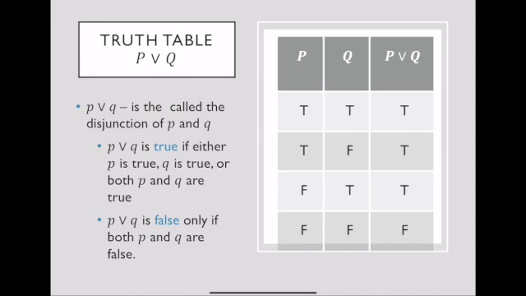This is the truth table for P or Q, right? This is called the disjunction. It's true if either P is true, Q is true, or they both are true, okay? I just need one or the other to be true. So if I have P is true and Q is true, P or Q is true. If I have P is true or Q is true, then P or Q is true. But if they're both false, then P or Q is false as well.